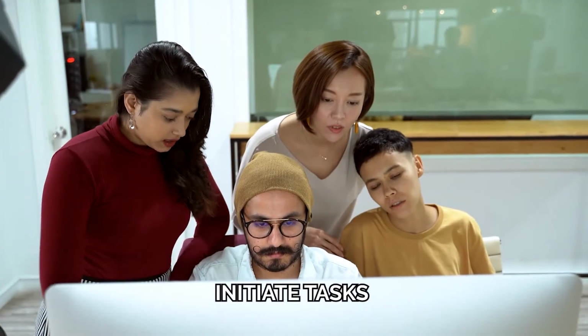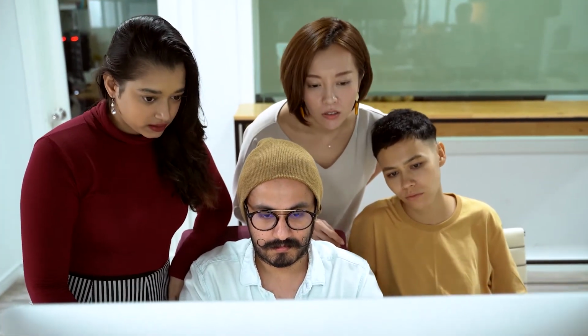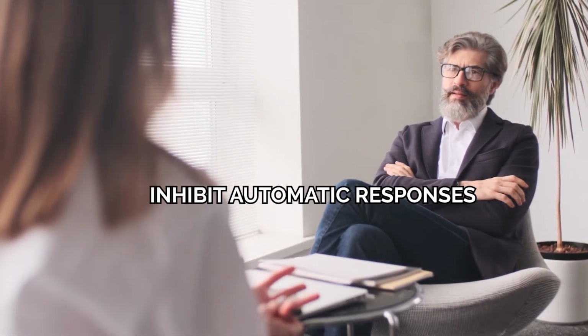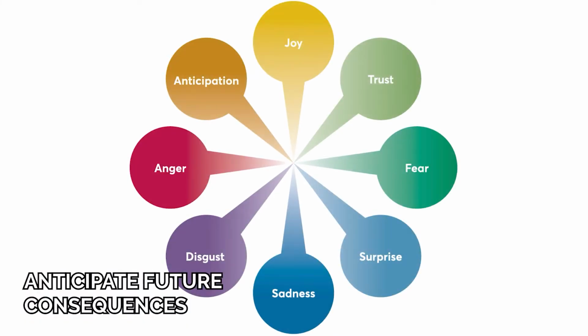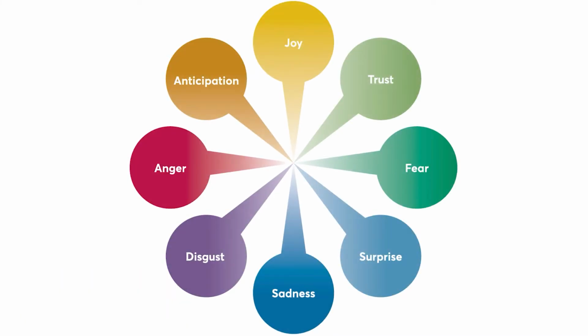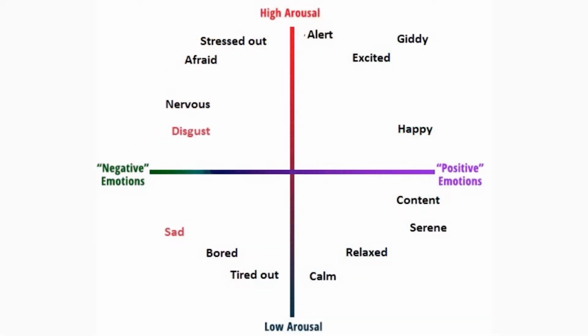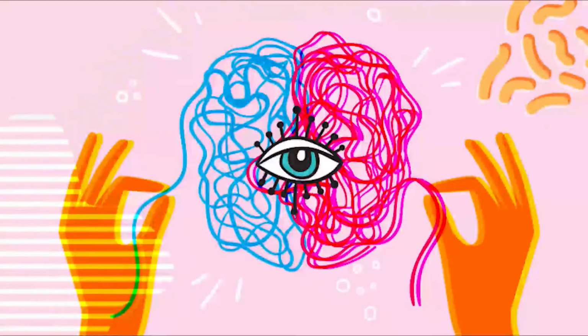We have to initiate tasks, get that motor going. We have to inhibit automatic responses. Sometimes for a better response, we have to sustain our effort. We have to control our impulses and delay gratification, and we have to anticipate future consequences. Emotional regulation includes the modulation of your emotional arousal, your mood, and how you can soothe yourself.